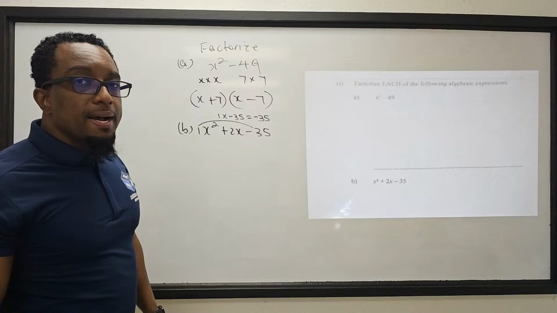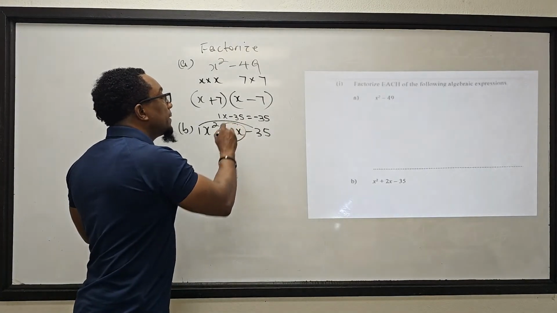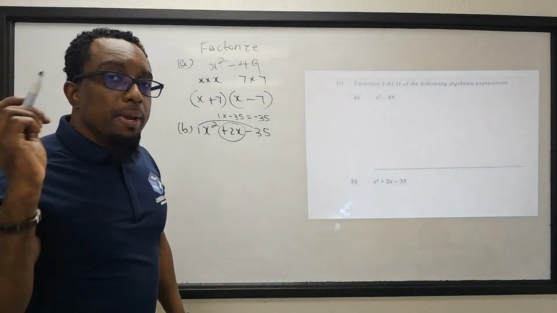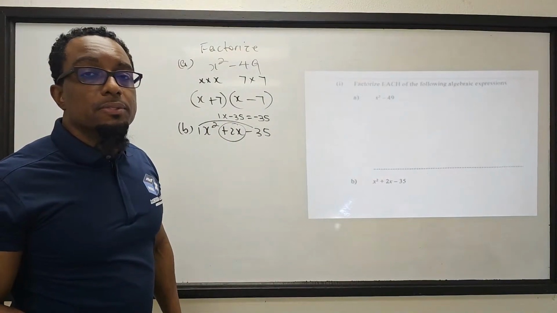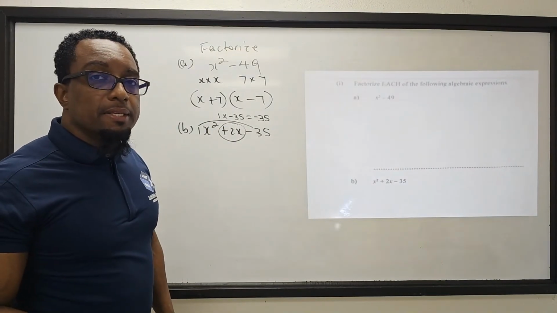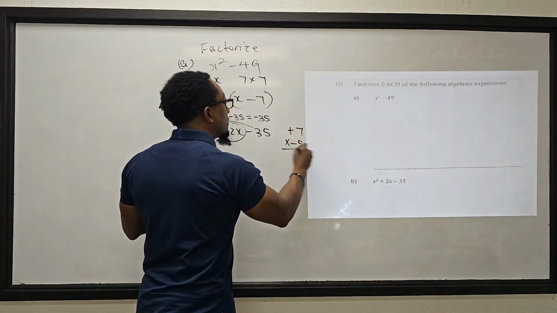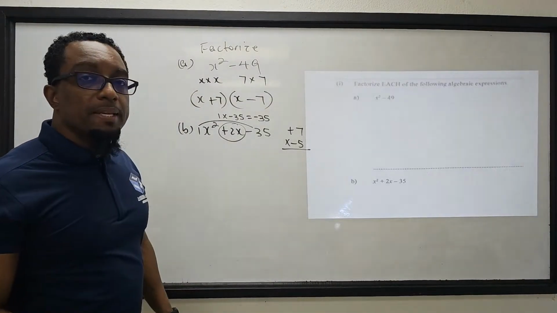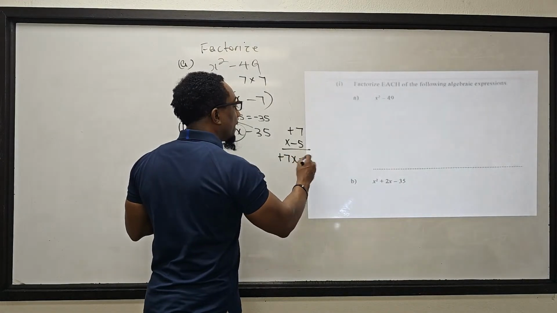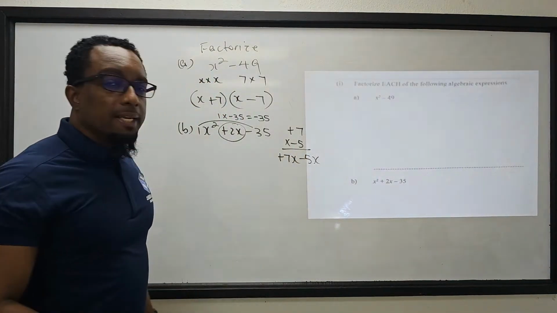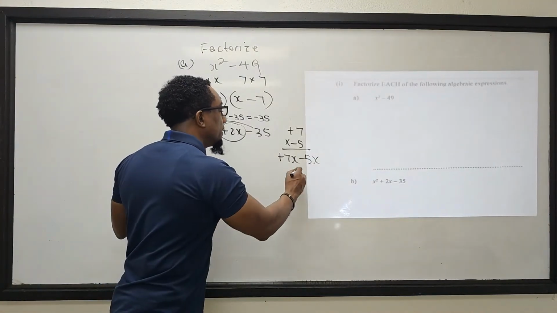And I want two factors of negative 35, which when multiplied will give me negative 35, but when added or subtracted can help me to find that middle term plus 2x. The two factors of negative 35 I can use are positive 7 and negative 5. That will give me negative 35, but positive 7 attach x and negative 5 attach x. Positive 7x subtract 5x gives me 2x.